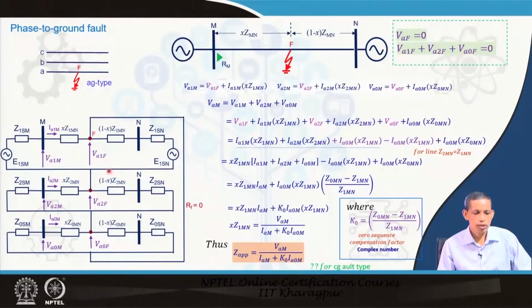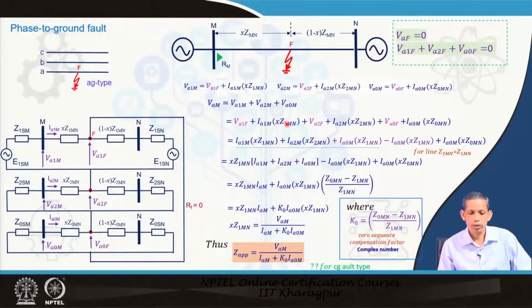Now, from this sequence network we consider that VAM equals VA1M plus VA2M plus VA0M, where VA1M is nothing but the voltage VA1F plus this drop, I1M times Z1MN, the positive sequence impedance up to this point. So, this is the positive sequence network, and this voltage is VA1F plus I1 times Z1MN.